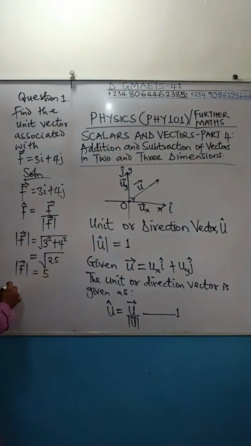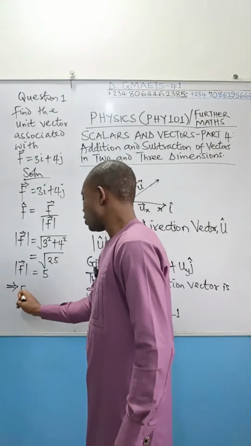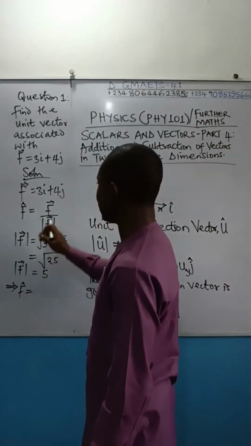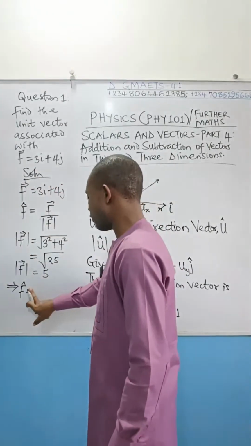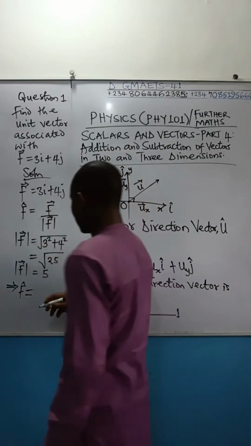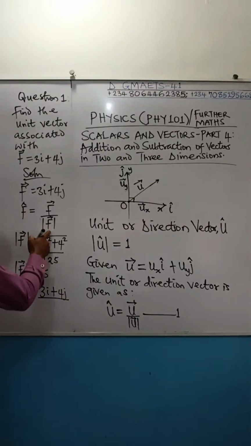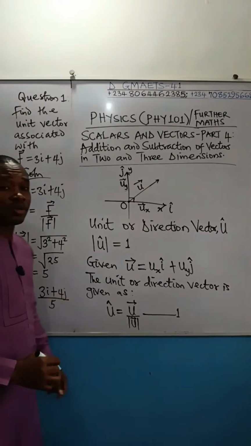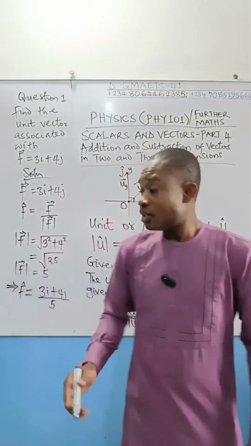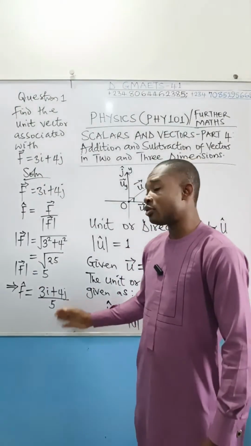Having obtained the magnitude, it implies that to now get our unit vector, we apply this formula. The unit vector associated with this vector f will now be, you go back to the formula, the given vector itself, which is 3i plus 4j, then all over the magnitude of that vector, which we calculated already to be 5. This is the answer. If your examiner leaves the answer like this for you, fine.